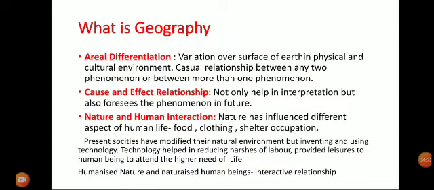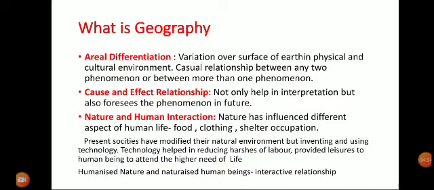For example, we can give the cropping pattern, which differs over the surface of the earth. The areas which have good rainfall and are not arid have rice produced as the main crop. So the soil type, the climate and other natural variations differentiate the crop which should be grown in that area.